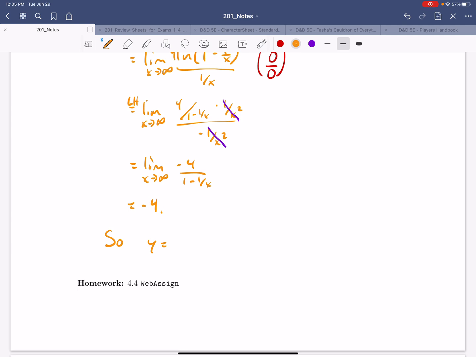So y, which equals the limit as x approaches infinity of (1 minus 1 over x) to the 4x, equals e to the negative 4.